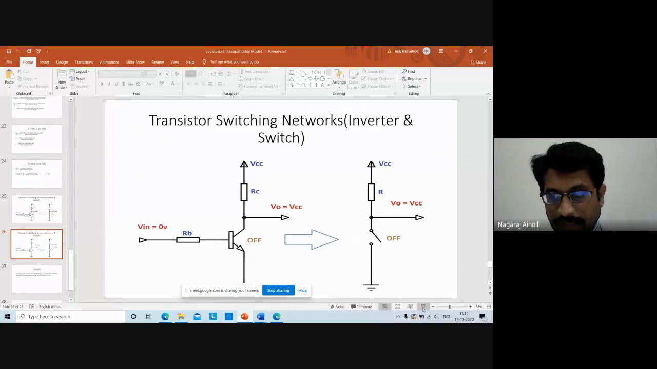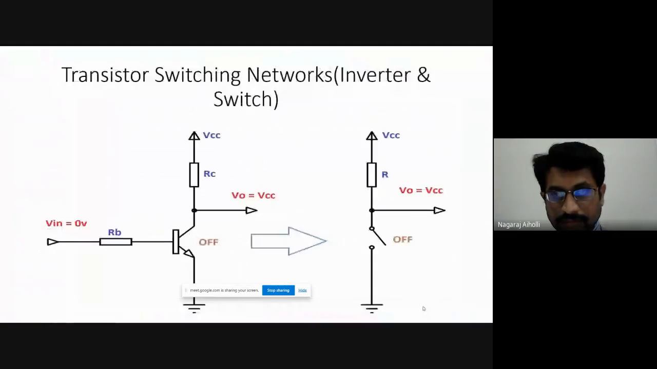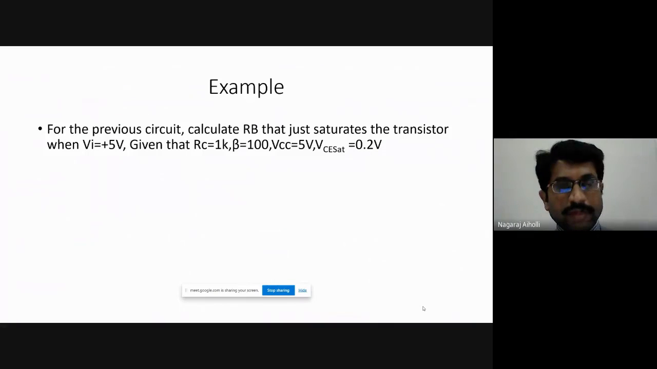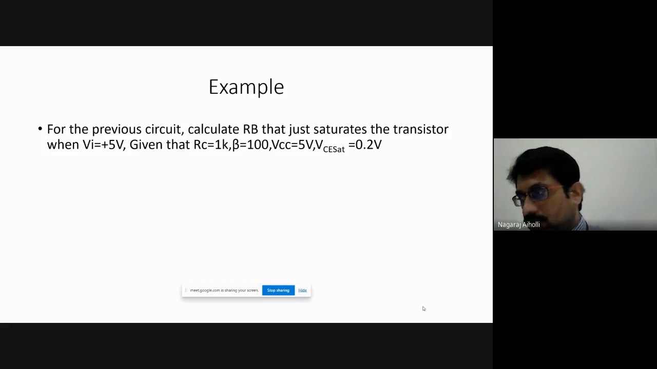So let us take quickly one example on this. For the previous circuit, calculate RB that just saturates the transistor when Vi is equal to plus 5 volts. Given that RC is equal to 1 kilo ohm, beta equal to 100, VCC is equal to 5 volts, VCE saturation is equal to 0.2 volts.